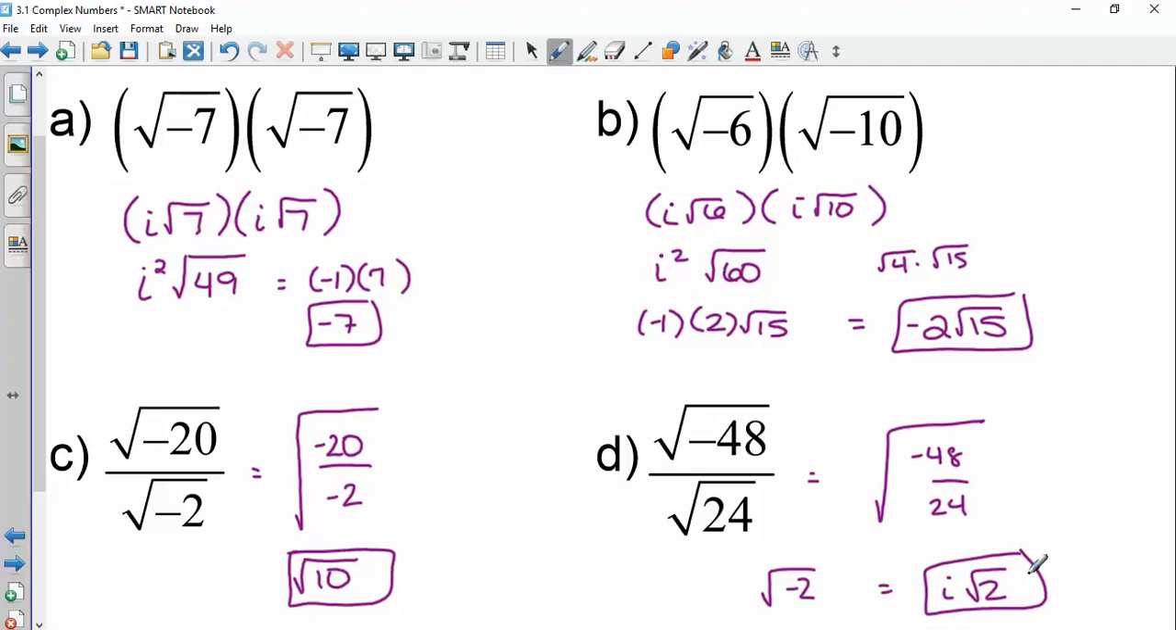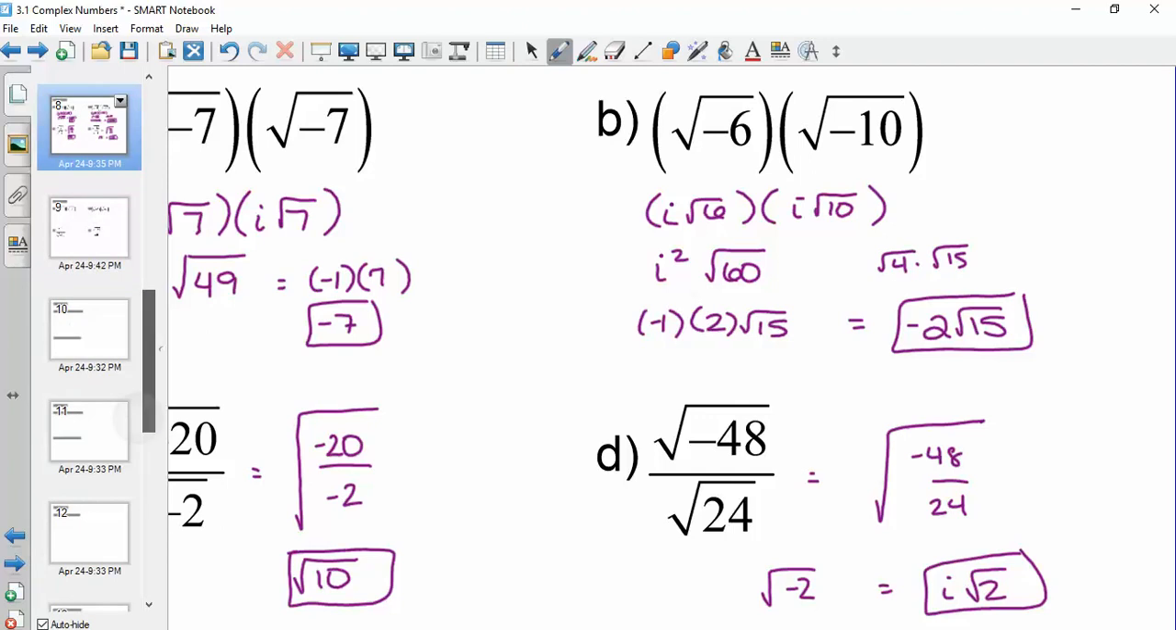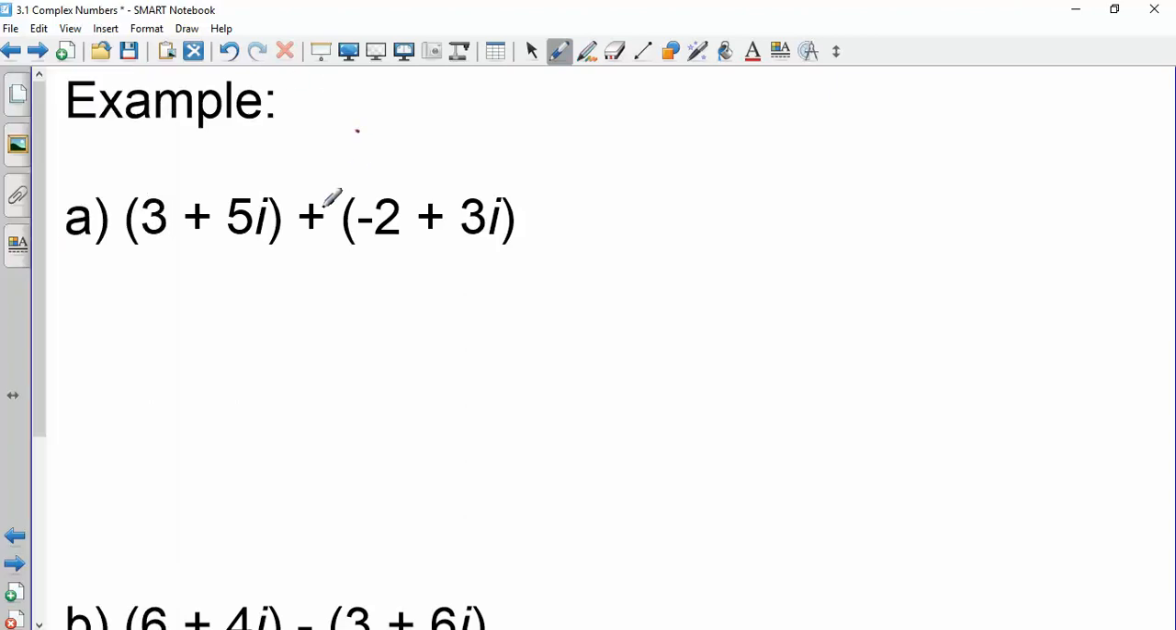The next thing I want to talk about is adding, subtracting, multiplying with complex numbers. So essentially, it follows all the same rules for anything else. You add like terms, you subtract like terms. If you're multiplying two complex numbers, we FOIL. So all of our normal rules will still apply here. The only thing we have to watch out for is anytime you get an i squared, you turn it into negative 1.